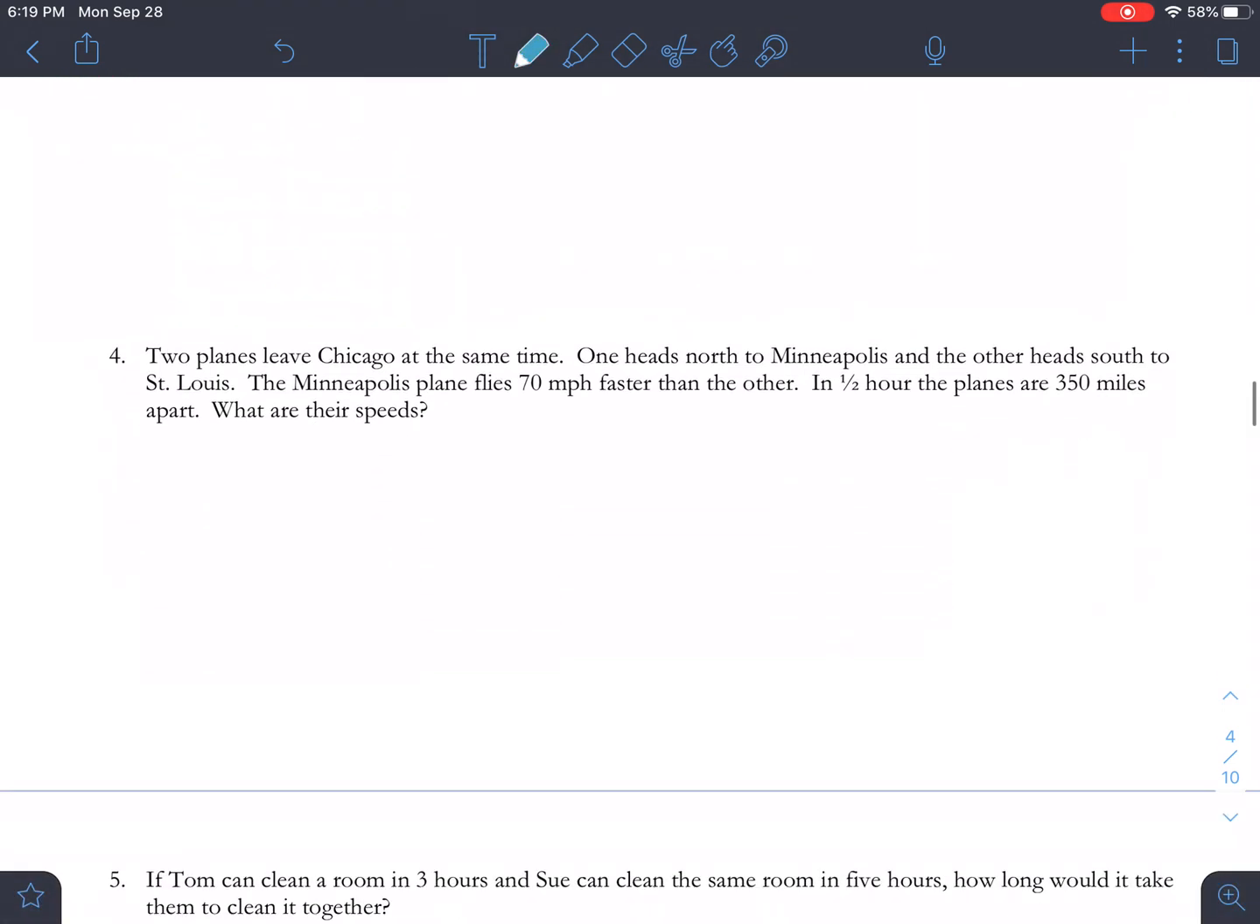Okay, 2 planes leave Chicago at the same time. One heads north, the other heads south. This one's going one way, this guy's going the other. When we're talking about their distance apart, we're going to be adding, right? If he goes 50 miles this way, 70 miles this way, they'd be 120 miles apart. So different from what we just did. If we have opposite directions, we just wrote this down, opposite directions, we're going to add the distances.